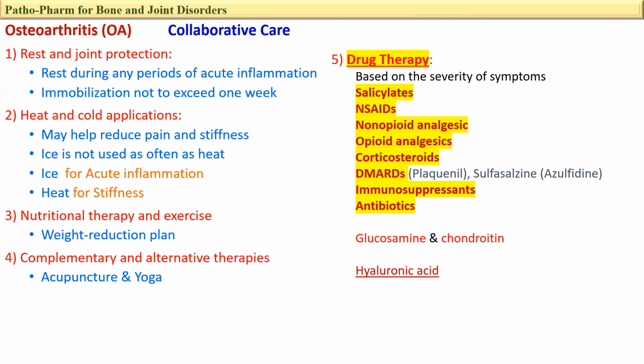Osteoarthritis and treatment: the goal is reduction of pain and inflammation.